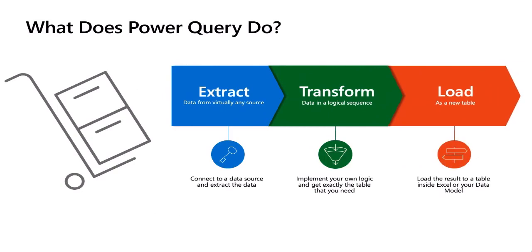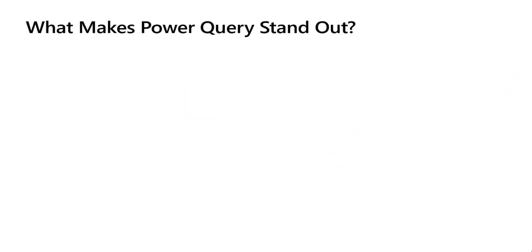So what does Power Query actually do? Power Query does what's called the ETL process, or extract, transform, and load. It can extract data from virtually anywhere. There are dozens of connectors and more being added even on a monthly basis. You can transform this data that you extract in a logical sequence, so you can implement your own logic and then get exactly the table that you need. And then as the last step, of course, you can load that table into Excel as either a new table or into your data model. So we know what Power Query is at this point, and conceptually what it does, but why is it so good, what makes it stand out?